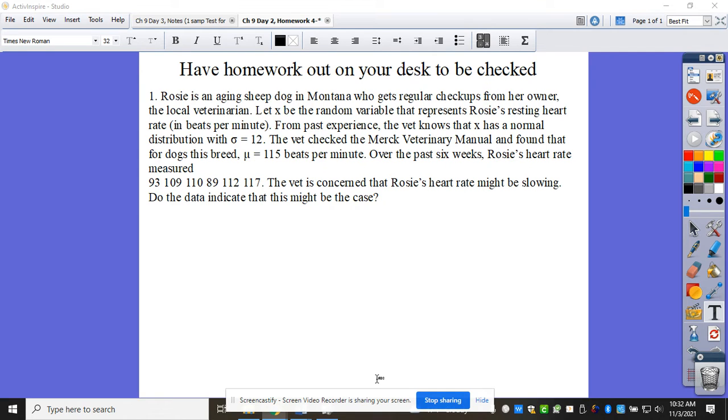Alright, so homework. Aging sheepdog in Montana, regular checkups. What's the first thing that I would mark anywhere in there?